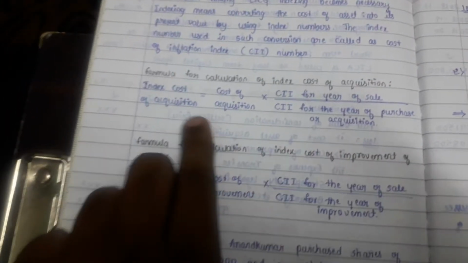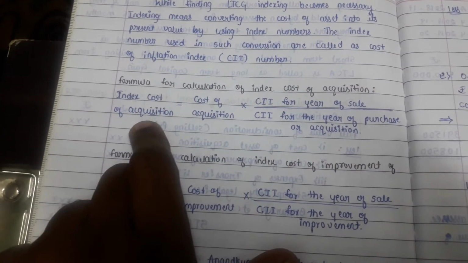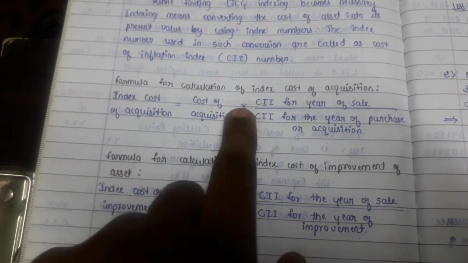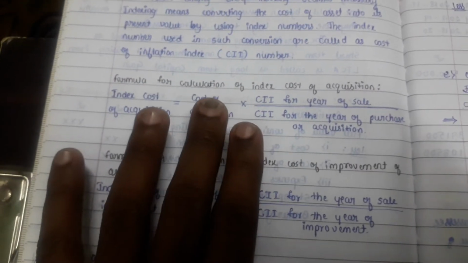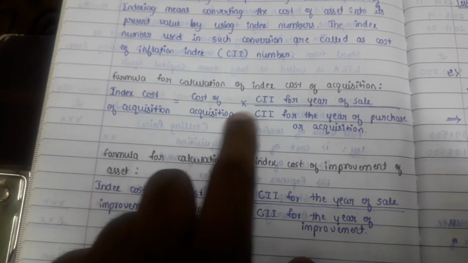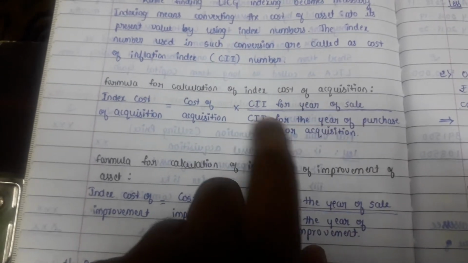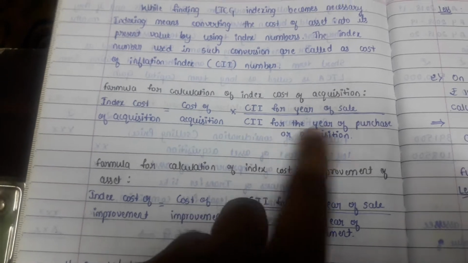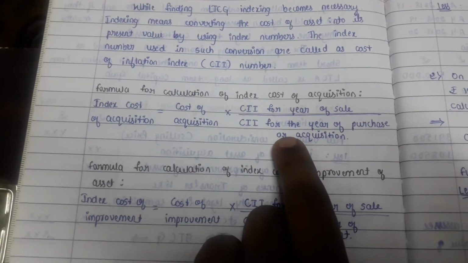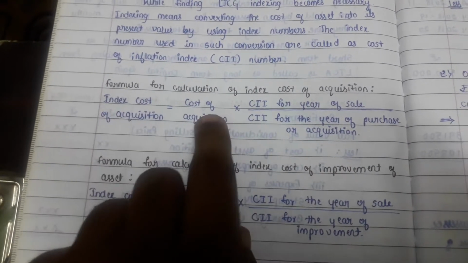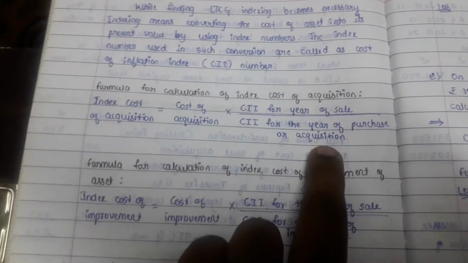So what is the formula? Index cost of acquisition, how to calculate? This is used in LTCG. Cost of acquisition we have to multiply by the cost inflation index for the year of sale, divided by the cost inflation index for the year of purchase or acquisition. For acquisition part we have to consider all acquisition, sale and purchase.